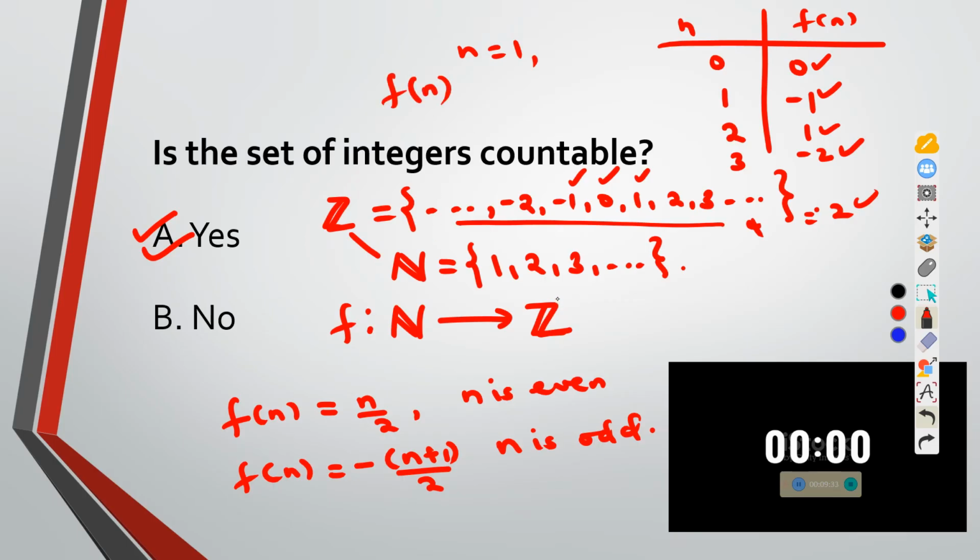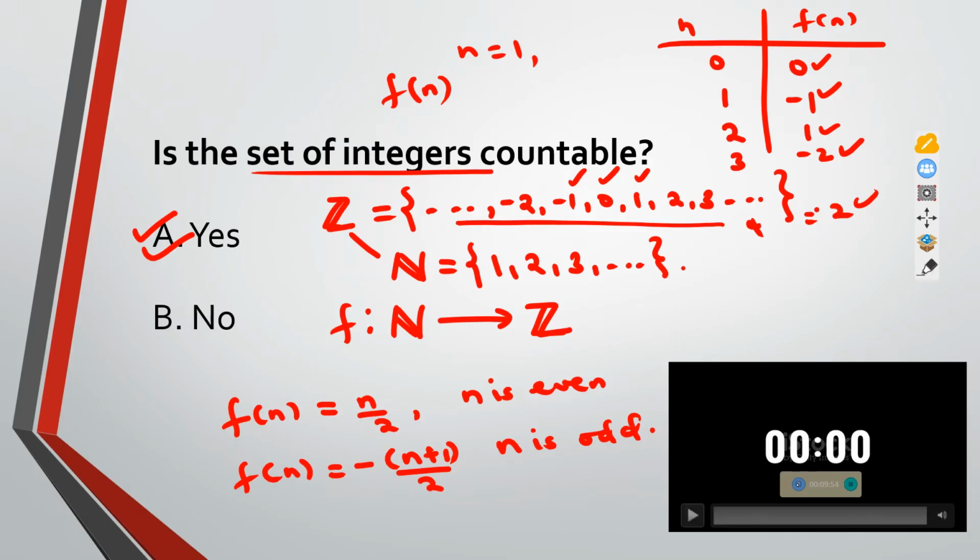And for that case, we shall be able to say that this set here is actually countably infinite. And for that case, the set of integers is countable. The set of integers is countable, and that will be answered. So part A is the correct option. So we look at the next question.